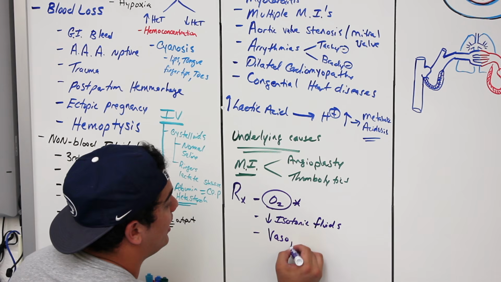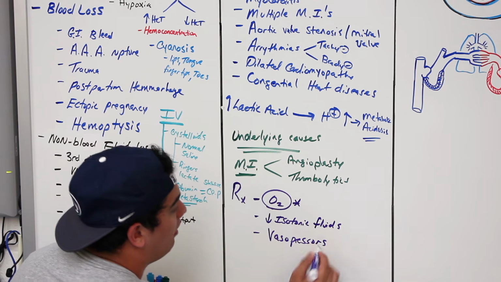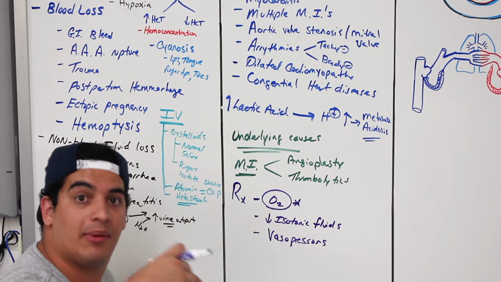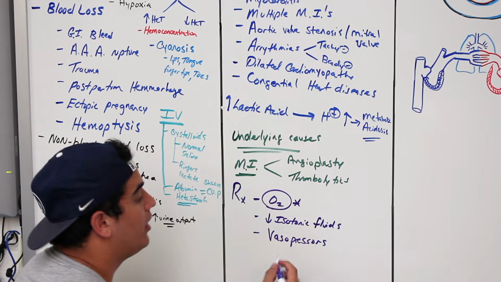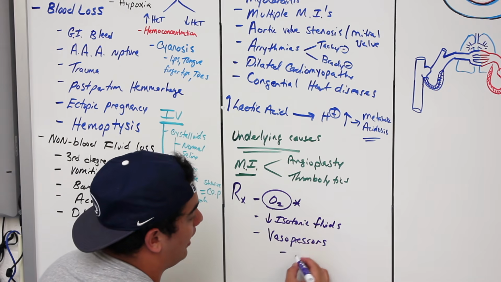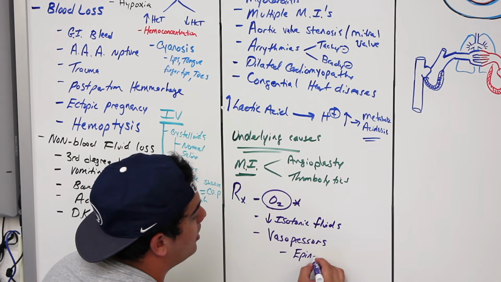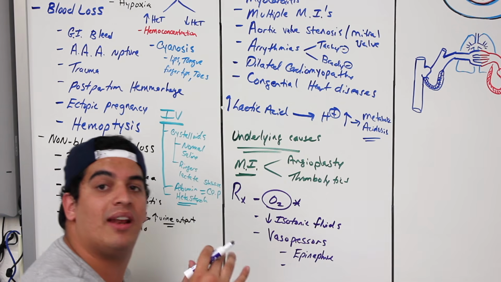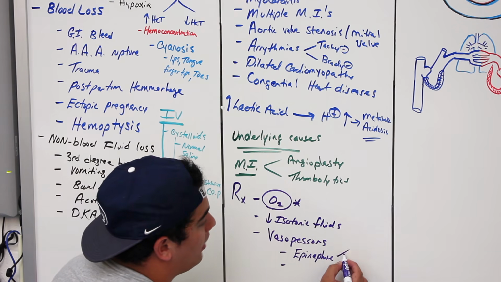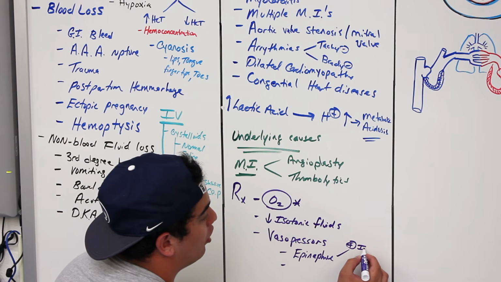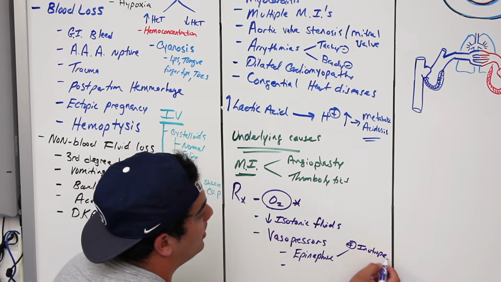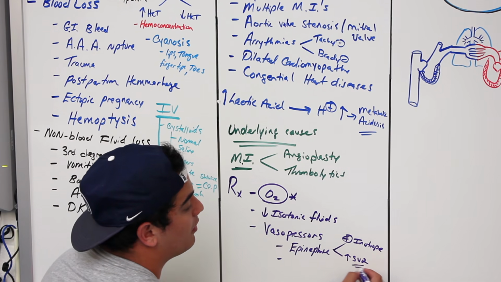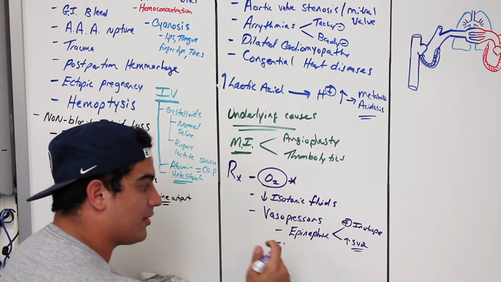Oh, a real big one, give them vasopressors. Vasopressors are really important in cardiogenic shock because they have a hard time getting the heart to contract very powerfully. So you're probably going to want to give them things like epinephrine. Epinephrine is going to be really important here because it does two things. One is it's a positive inotrope, meaning that it can increase the contractility of the heart. The other is it can increase the systemic vascular resistance by constricting those blood vessels.